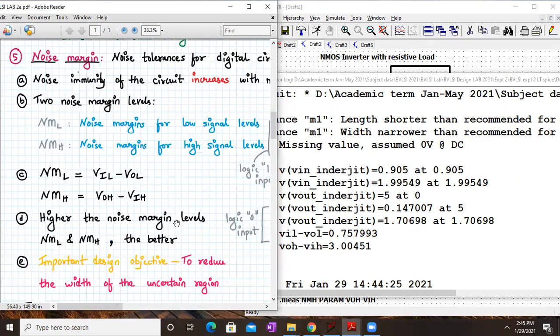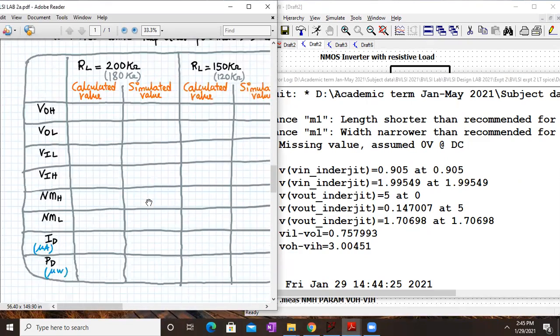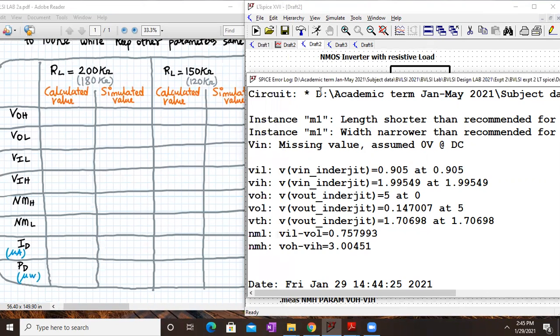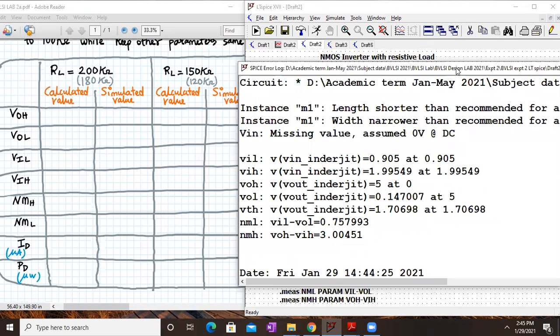So here is the observation table. You can do this for one value of resistor RL, and then change the value of RL later on. I took the value of 200k over here. I've taken different values of W and L, and that's absolutely fine. Now let's move ahead.